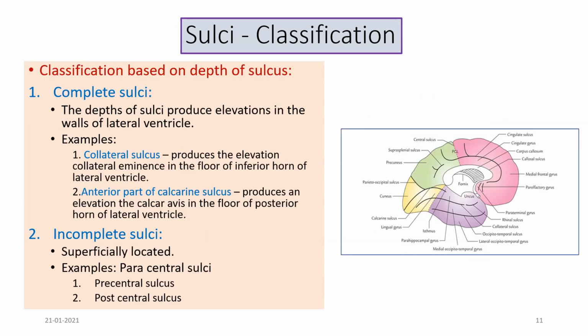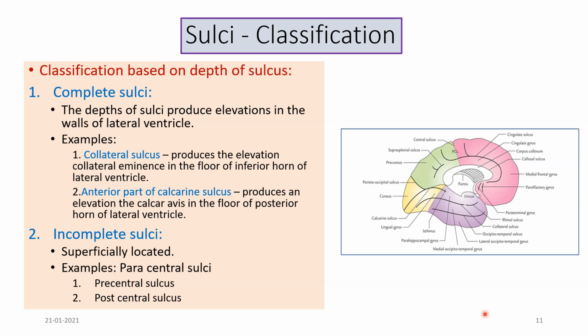Now let us discuss the various sulci under the category of classification based on the depth of sulcus. There are two groups under this heading. One is the complete sulcus, the other is the incomplete sulcus. So let us see what is a complete sulcus. So let us see it on the medial surface of the cerebral hemisphere. A complete sulcus is one which produces elevations in the walls of lateral ventricles.